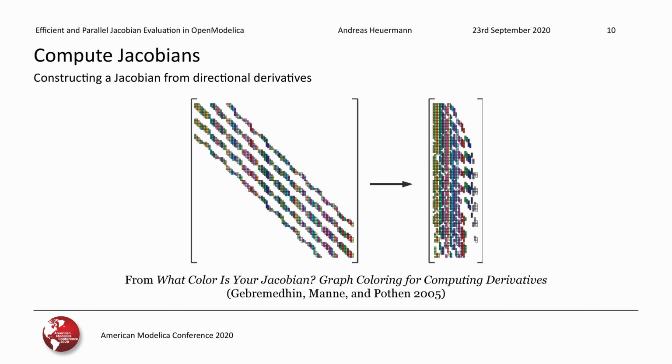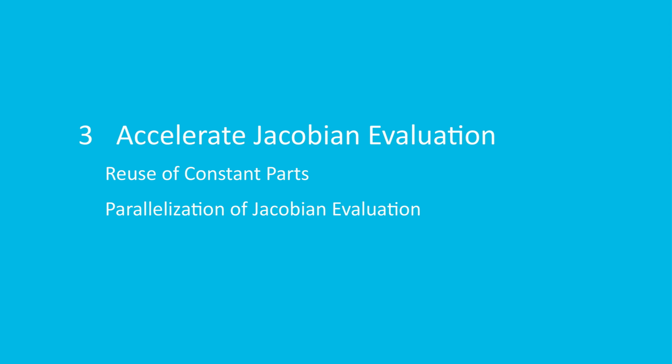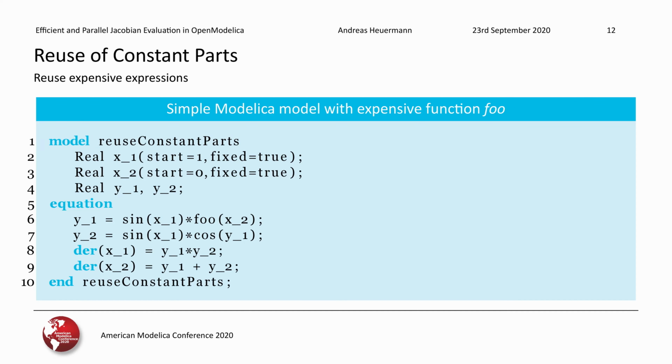To accelerate the Jacobian evaluation, our first approach is to reuse constant parts of the Jacobian instead of computing them over and over again. In the second approach, we utilize parallelization to evaluate multiple columns at once. First, let's look at an example.